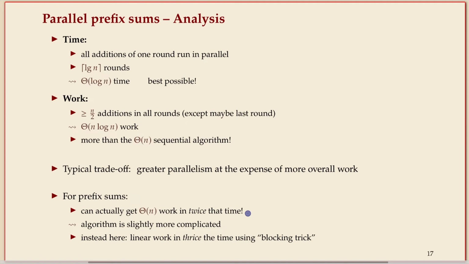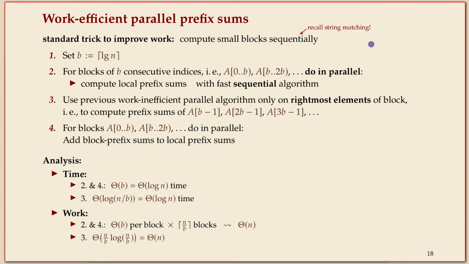In this case, there's two ways how you can make our parallel prefix sums work efficient and keep the parallel time. You can do it with doubling the parallel time, which is a little more involved, so I'm not doing that. I'll show you something that effectively triples the parallel time, but brings the work down. So in theta world, where we ignore the constant factors, we keep the time but bring the work down to linear. Let's see how that works.